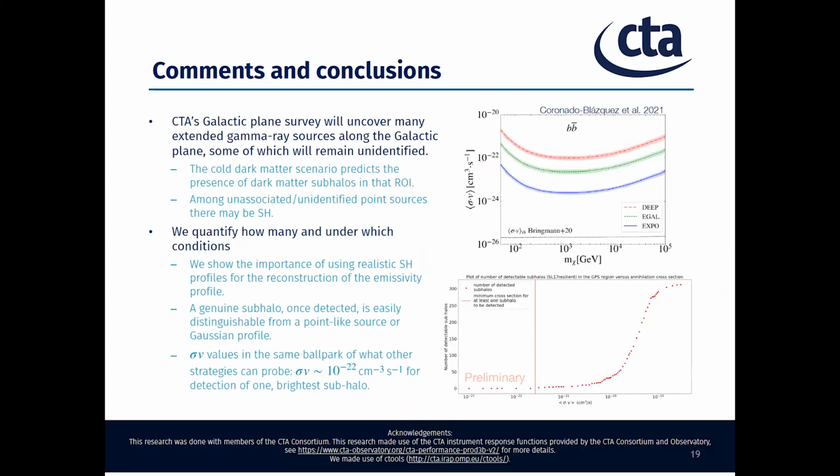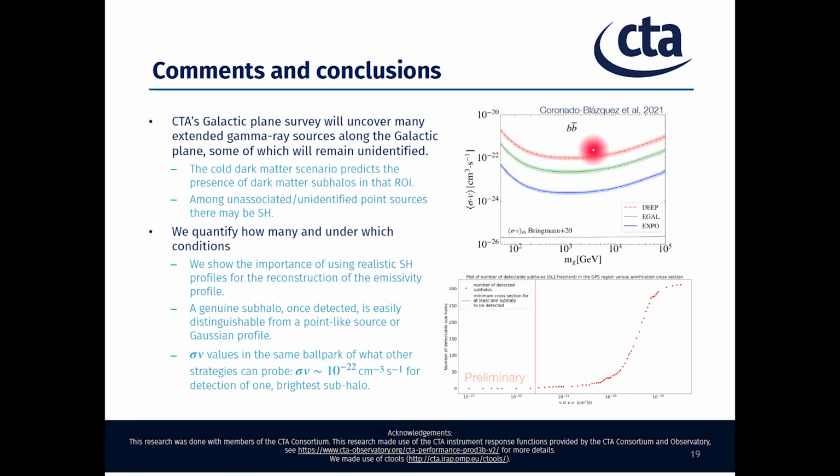Maybe I don't have to go through this. So for the conclusions, the CTA galactic plane survey will discover a lot of extended gamma ray sources, and among those, many will be unidentified, which means that there could be a signal from dark matter subhalos in the detected sources. So our approach quantified how many and under what conditions we could detect these subhalos, and we see that we are pretty much in the same ballpark as the previous results.